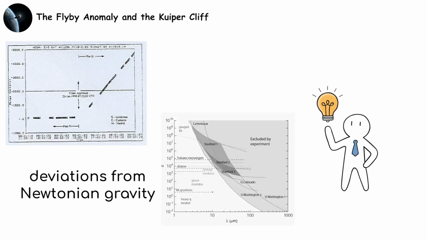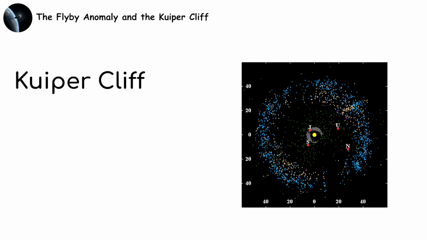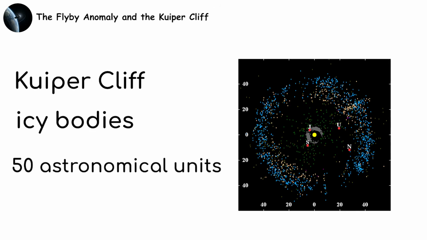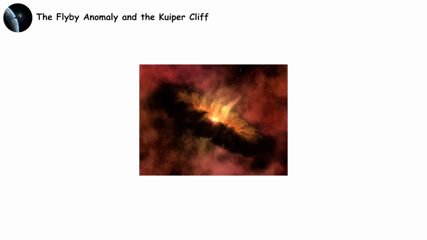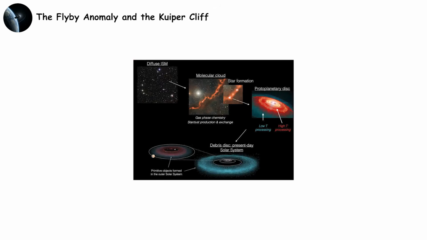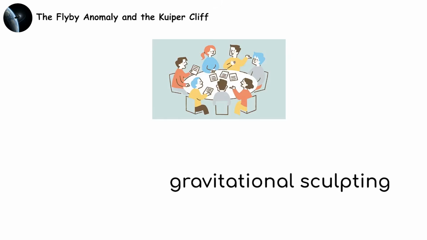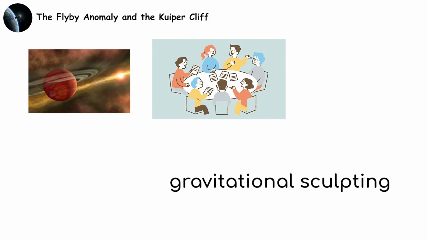Most scientists think it's a subtle error in modeling or tracking, but a few have speculated about deviations from Newtonian gravity at planetary scales. Then there's the Kuiper Cliff, a sharp drop in the number of icy bodies beyond about 50 astronomical units from the sun. Models of solar system formation predicted a more gradual decline, but the drop-off is steep.